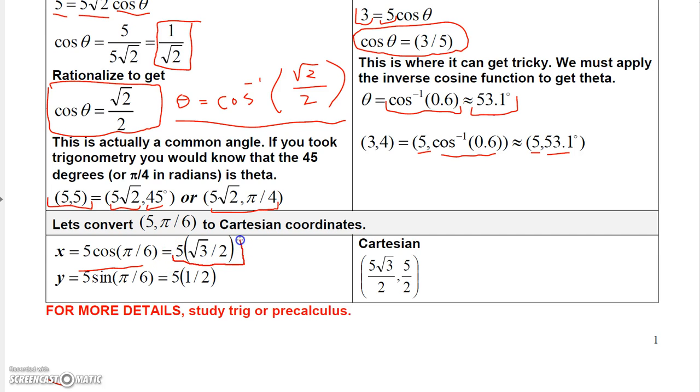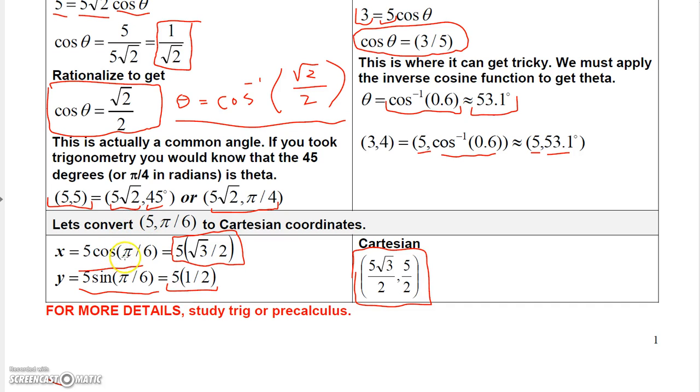Now, cosine of pi over 6 is a standard angle, so any trig book will tell you that cosine of pi over 6 is square root of 3 over 2. And then y would be 5 sine of pi over 6, which would be 5 times 1/2. And again, any trig book will tell you that sine of pi over 6 is 1/2. So the x value would be 5 times square root of 3 over 2, and the y value would be 5 times 1/2. That would be the corresponding point in Cartesian coordinates.